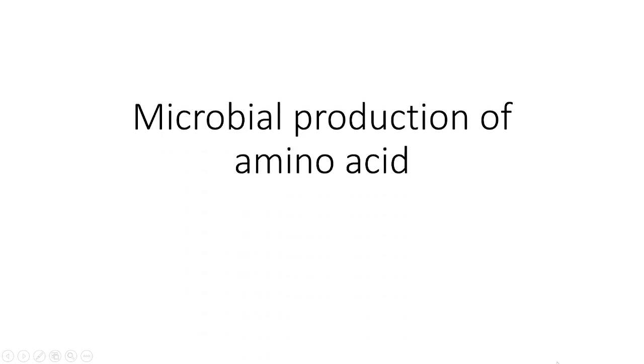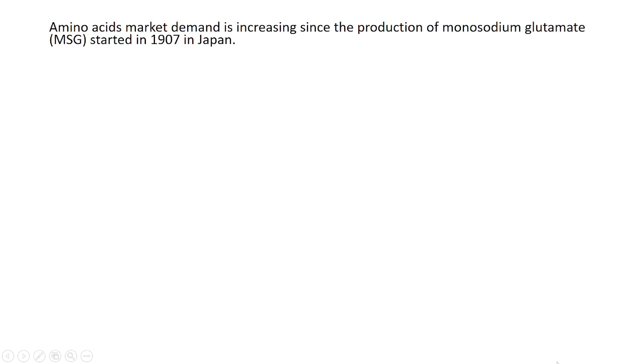Hello, let us look at the microbial production of amino acids. Looking at the history of amino acid production, the first marketed amino acid is monosodium glutamate, and the production of monosodium glutamate or MSG started back in 1907 in Japan. So, what is MSG? MSG is marketed in the brand name Ajinomoto.